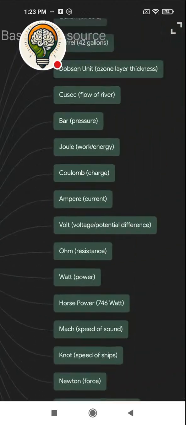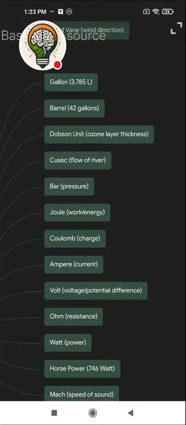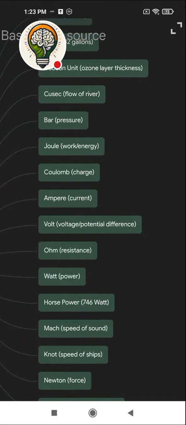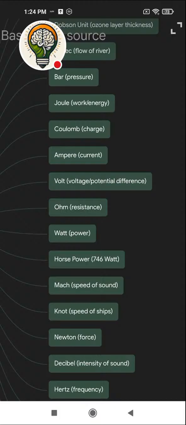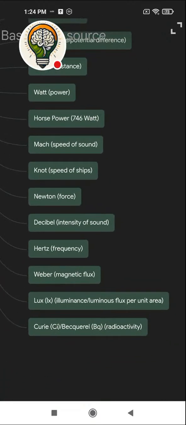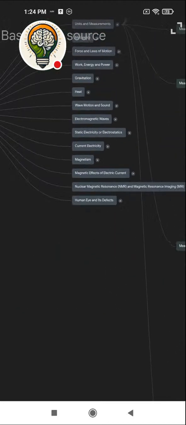Then come miscellaneous units. So the miscellaneous units are the gallon, 3.785 liter, and barrel, 42 gallon, and Dobson unit, ozone layer thickness, cusec, flow of river, bar, pressure, joule, work, and energy, and coulomb, charge, ampere, current, and volt, potential difference, ohm, resistance, watt, power, and horsepower, 746 watt, Mach, speed of sound, knot, speed of ship, and newton for force, and decibel, intensity of sound, hertz, frequency, weber, magnetic flux, lux, illuminance by luminous flux per unit area, and Curie, becquerel, and radioactivity. Then comes mechanics.